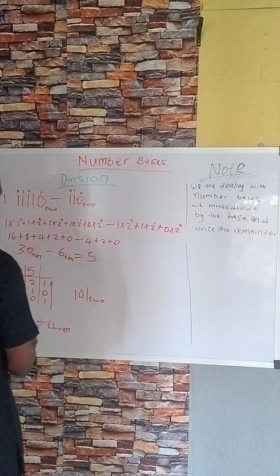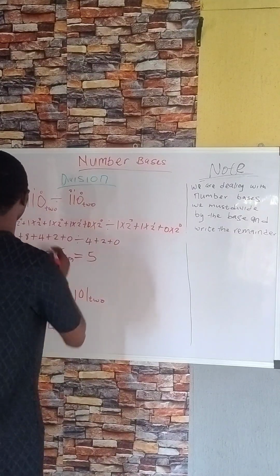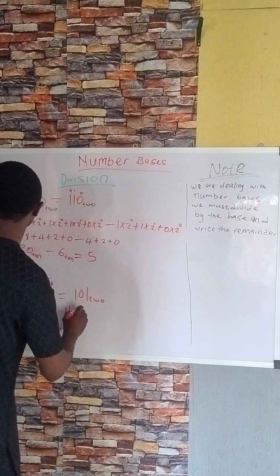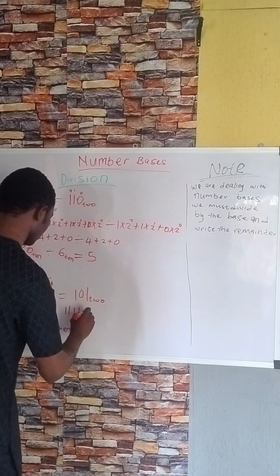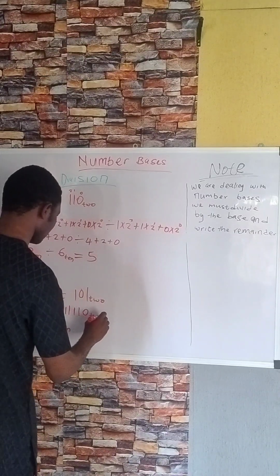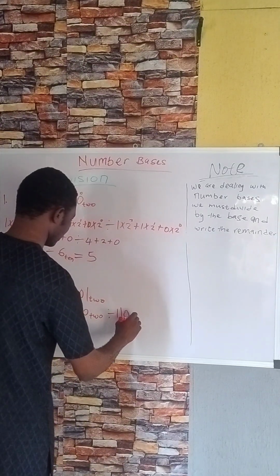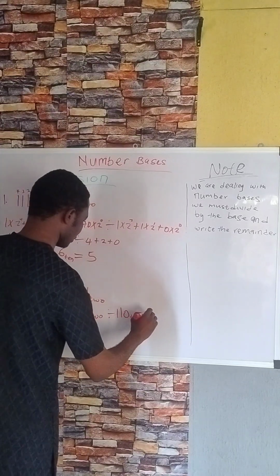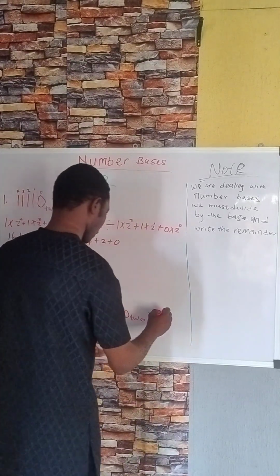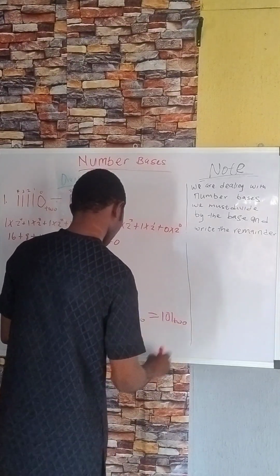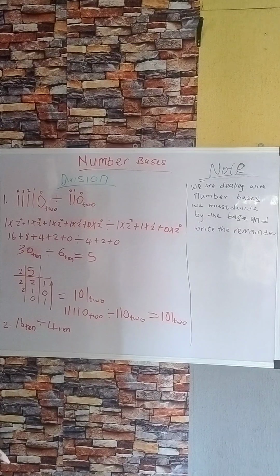Okay, so let's write out our final answer here. Our final answer will be 1, 1, 1, 0 base 2 divided by 1, 1, 0 base 2 equal to 1, 0, 1 base 2. Now, that is it for our example 1. This is how you solve in division.